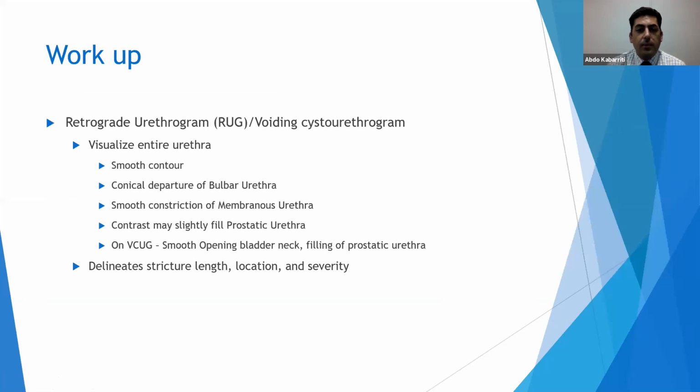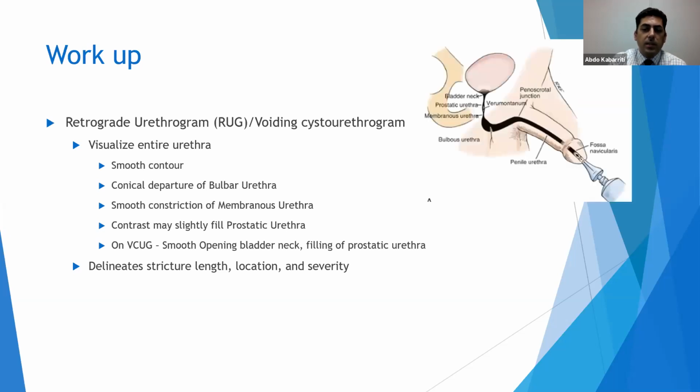So a retrograde urethrogram and a voiding cystourethrogram, we often get these especially for anterior urethra, proximal bulbar urethral stricture. The advantage of the retrograde urethrogram when you combine it with the VCUG is that you can see the entirety of the urethra. The retrograde urethrogram allows you to evaluate the anterior urethra, whereas a voiding cystourethrogram allows you to evaluate the posterior urethra.